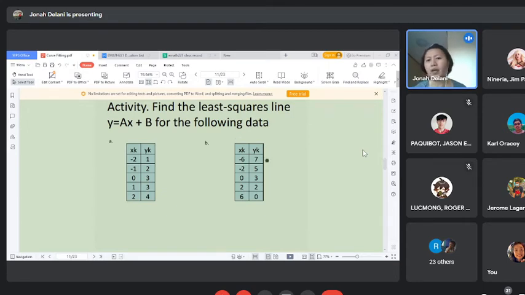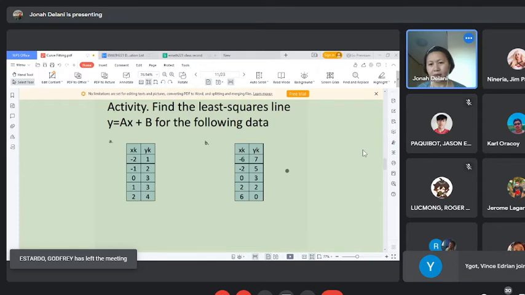We can solve for a and b. Of course, that is easy to solve. From here, we see that a is equal to 7 over 10, right? And b is equal to 13 over 5.